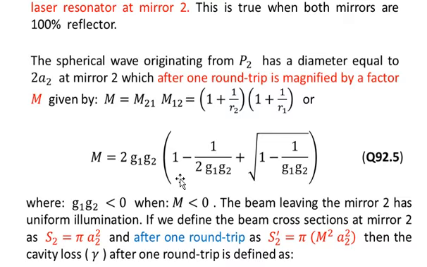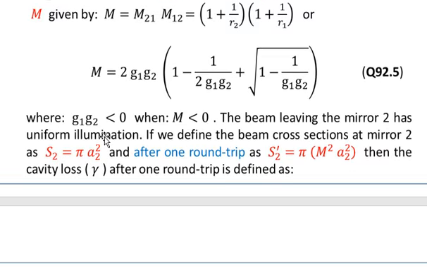And so we have represented capital M, the magnification, in terms of the G parameters in equation number 5. Where the product of these two G values, G1, G2, which we simply call G, is less than 0 when capital M is less than 0. The beam leaving mirror 2 has uniform illumination. If we define the beam cross section at mirror 2 as S2 equal to pi A2 square, you see that the radius is A2 and the area of the mirror that will contribute is pi times A2 square. So S2 is the area of the beam cross section at mirror 2.